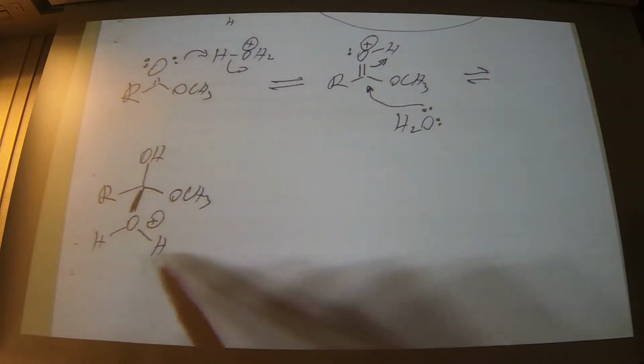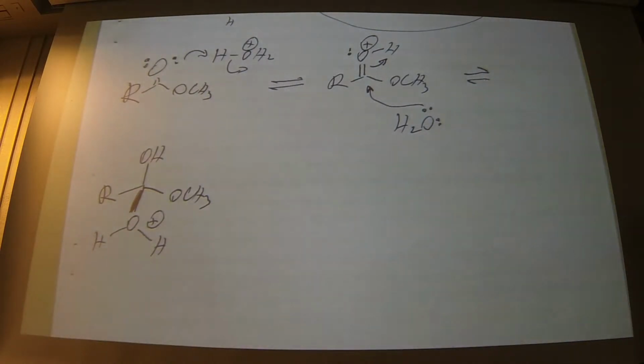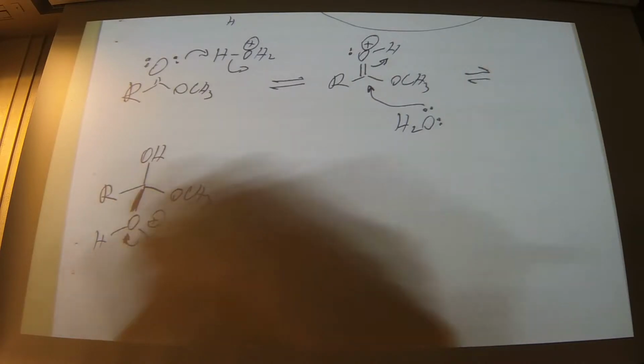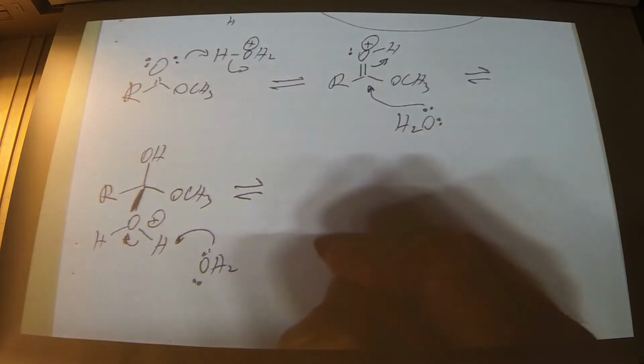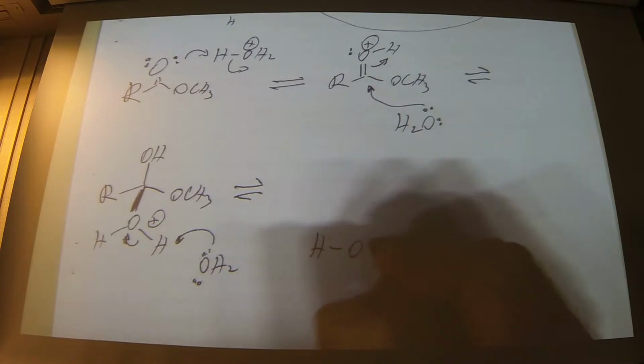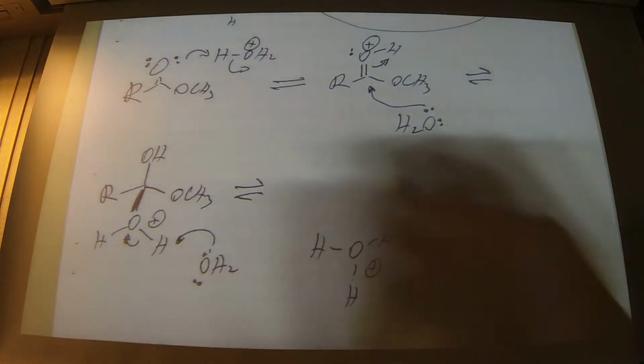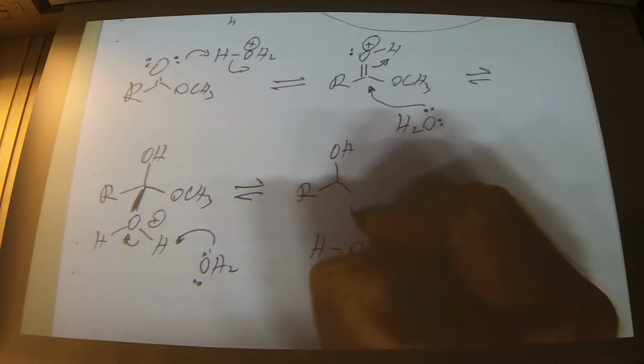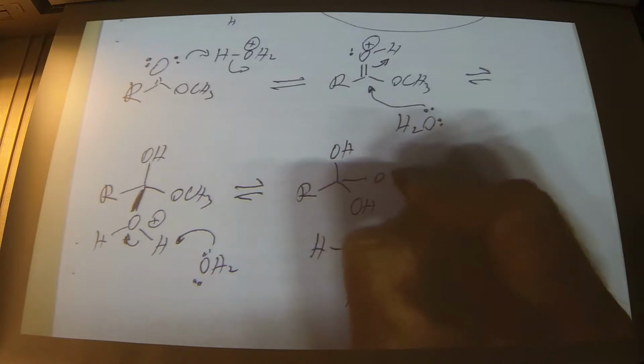Now, from here, what happens? Well, you know what happens. Proton transfers always take place rapidly and with low activation barriers. There's lots of water around. And so water can pick off that proton, so to speak, like so, right? And I can get H3O plus. That's what happened to the water. That's what happened to this water. And I still have my tetrahedral intermediate, which now looks like this.